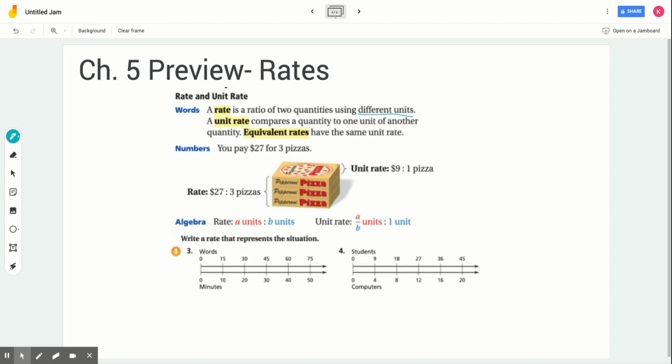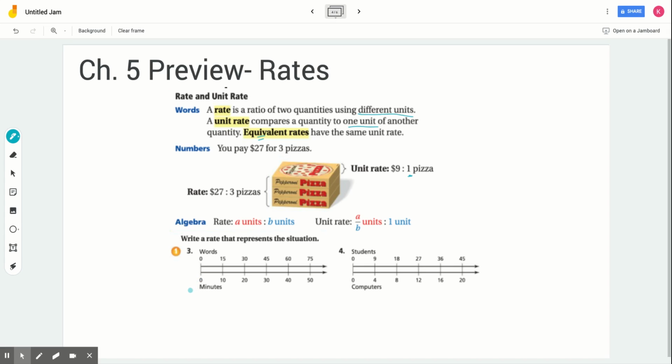A unit rate compares a quantity to one unit of another. Equivalent rates have the same unit rate. Remember that equivalent means equal. So you paid $27 for 3 pizzas. That is a rate, $27 to 3 pizzas, comparing two numbers with different units. The unit rate would be $9 per pizza, $9 to 1 pizza, because we are comparing it to a unit of 1.